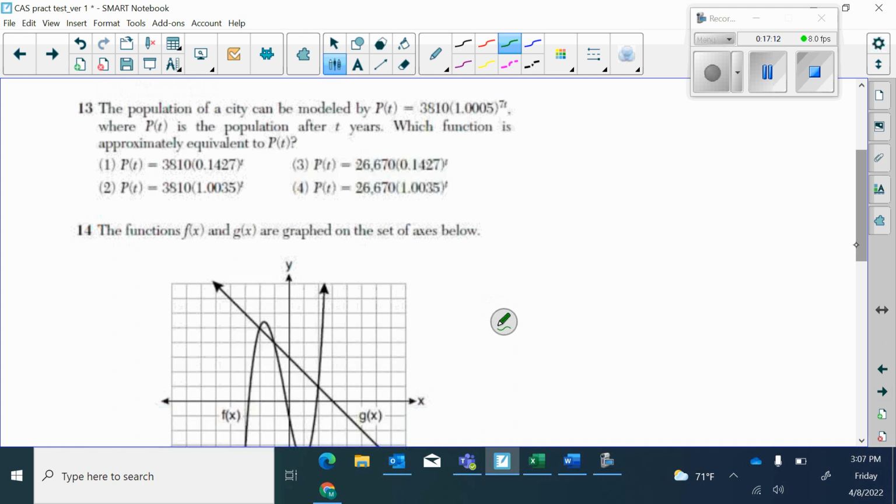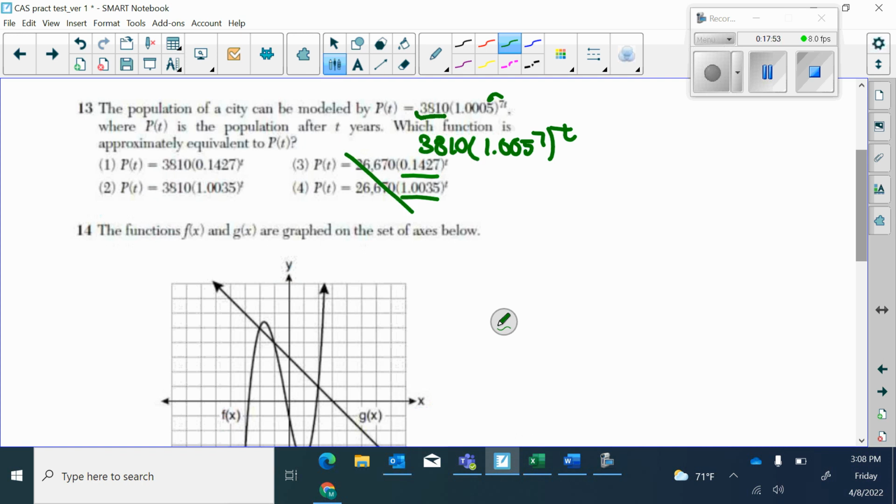Okay, the population of a city can be modeled by this. This is what we're going to get into when we come back from spring break, for this year's class. Skip this unit. Which function is approximately equal to p of t? Well, you need to know your exponent rules. When I have a power to a power, I can move that inside of there. So 3810 times 1.005 to the 7th to the t. And notice that's what they've done. So you just put 1.005 to the 7th on your calculator, and that's going to give you one of these numbers.